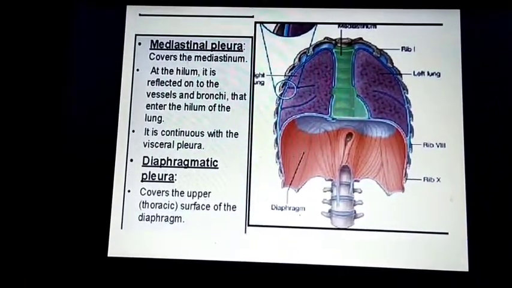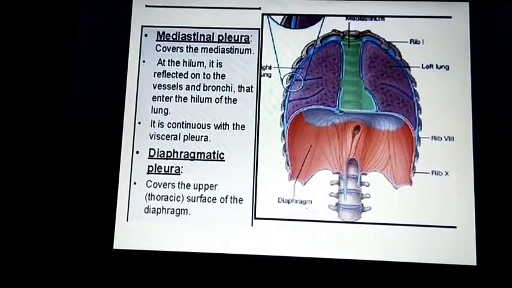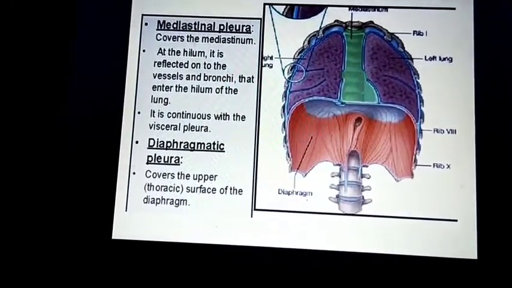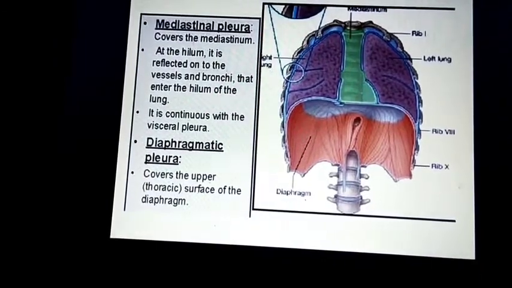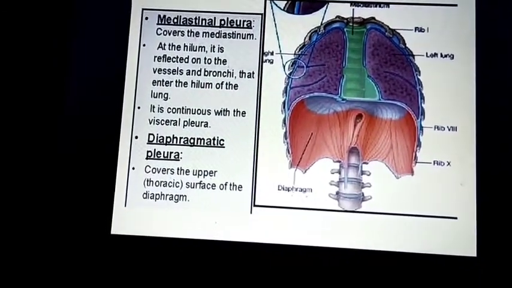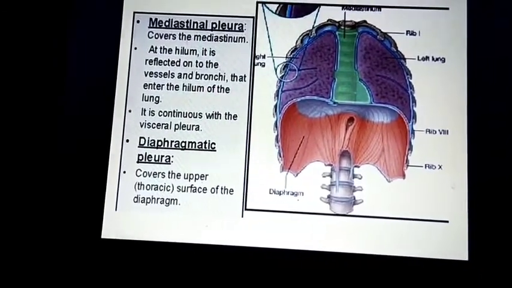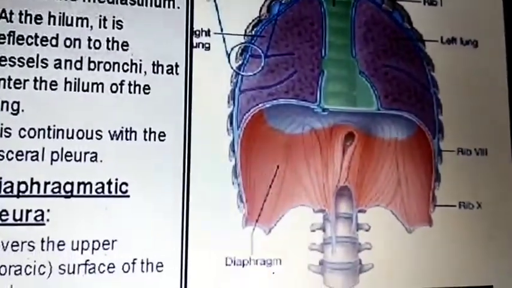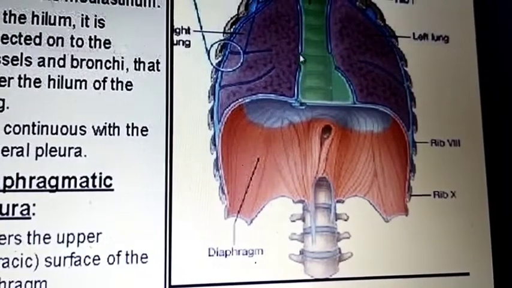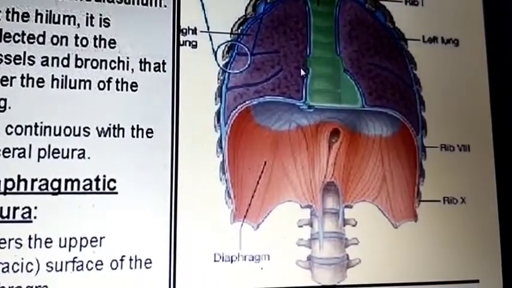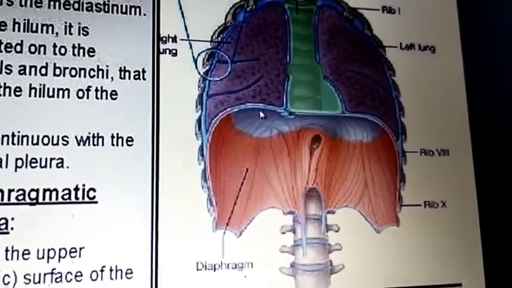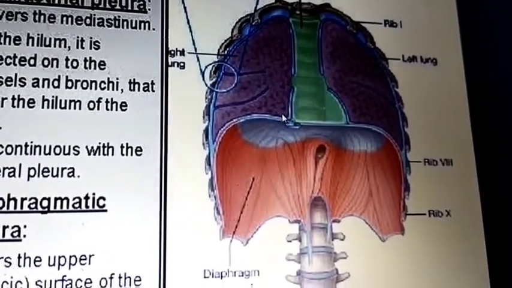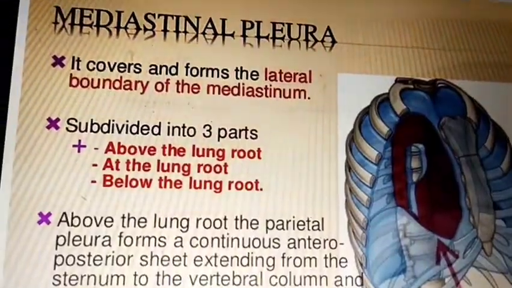Now we can study the mediastinal pleura. It covers the mediastinum and the hilum, and is reflected onto the vessels and bronchi that enter the hilum of the lung. It continues with the visceral pleura. You can see here in this picture, this is the mediastinal pleura. This is the hilum of the lung or root of the lung, and this is the diaphragmatic pleura. It covers the upper surface of the diaphragm.